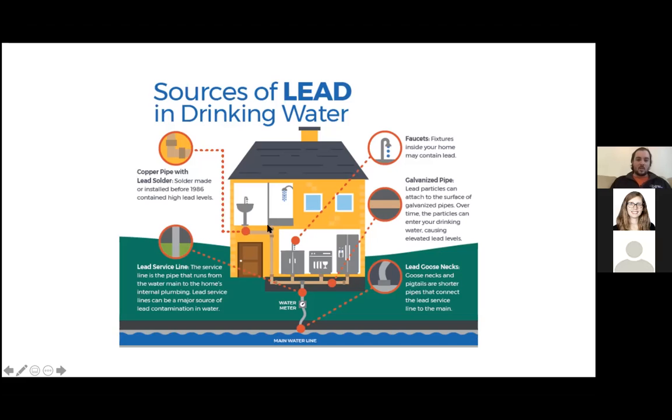There's other issues like older fixtures, like faucets or shower heads, older pipes inside the home. Those can also leak lead, but it's really this lead service line that is kind of the primary potential driver of lead pollution. This is where a lot of the lead leached in the Flint case, for example.